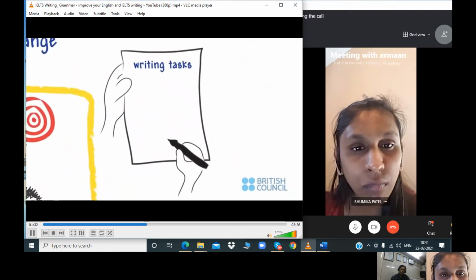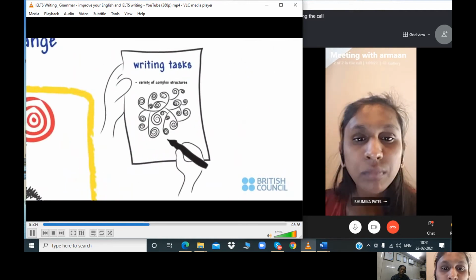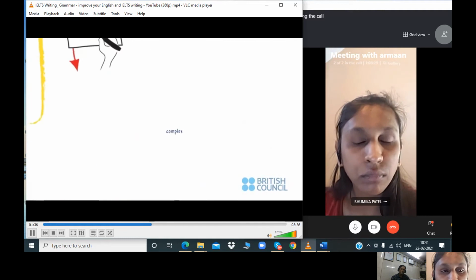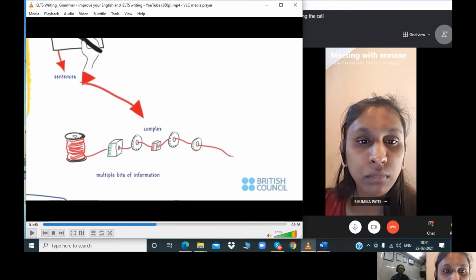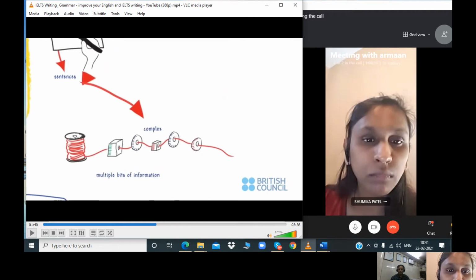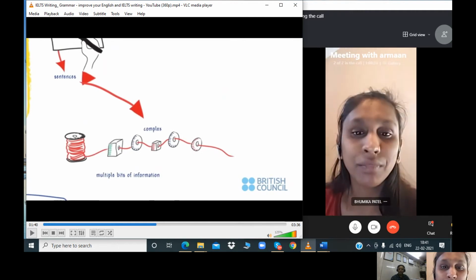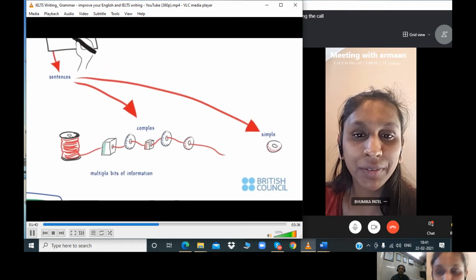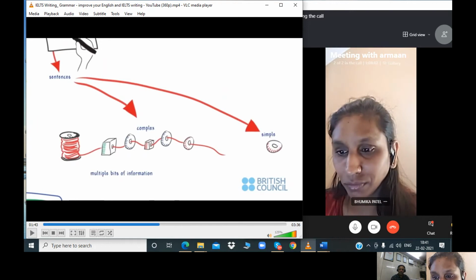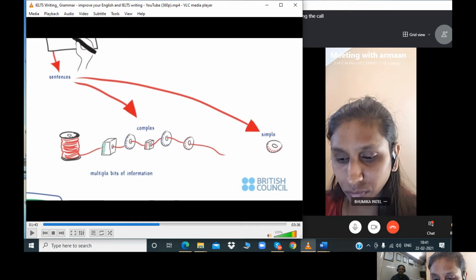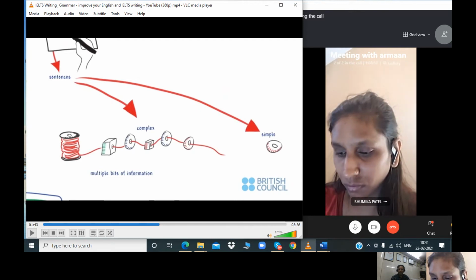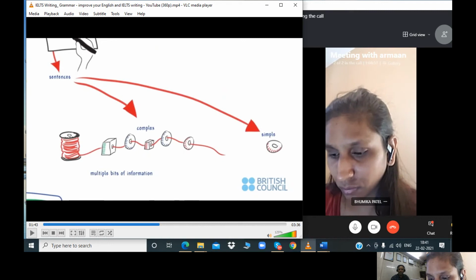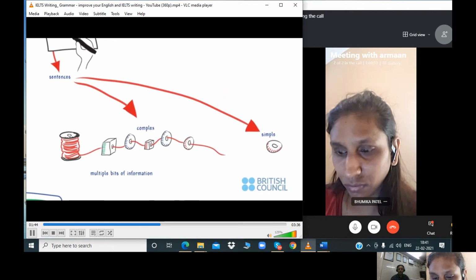In all writing tasks, also use a variety of complex structures. Complex structures are sentences with multiple bits of information. I have told you that it has more information. A simple sentence usually has a single piece of information. In the last writing that you showed, your simple sentences carried single information, but more information can be organized and presented while you are using complex sentences.